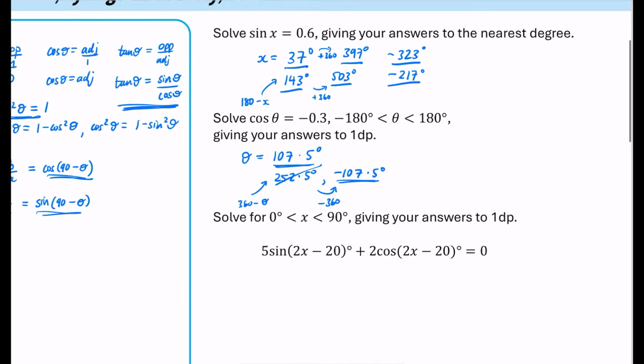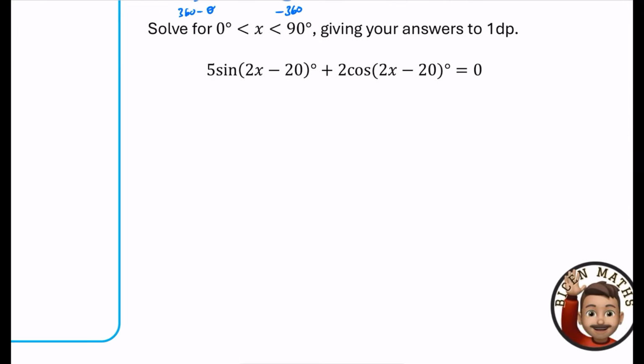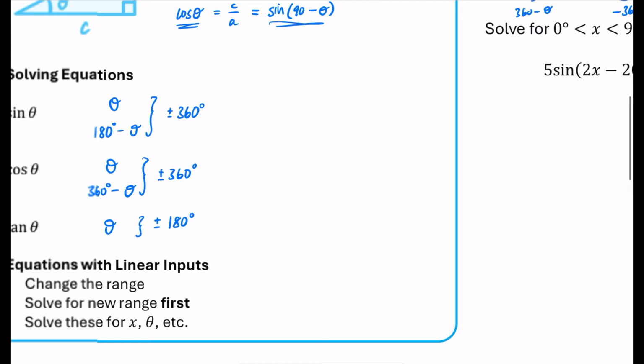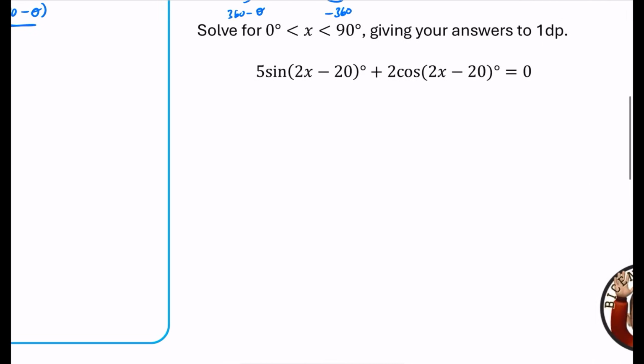Okay, we're going to do one that's got a different linear input. And I'm going to start off by changing the range like I suggested over here. I'm going to change the range from 0 to 90. Don't worry about writing the degree signs, you wouldn't get penalized for that. I'm going to try and make it look like this, 2x minus 20. So I'll double everything to get the 2x, and then I will subtract 20. So I have 2x minus 20 is less than 160.